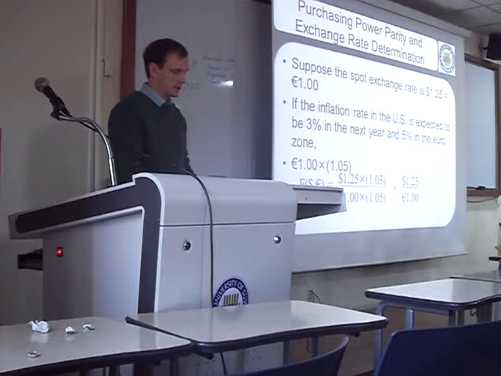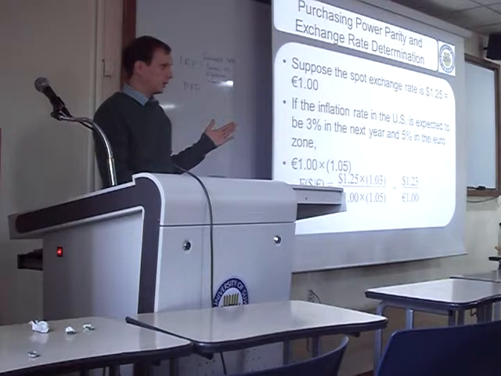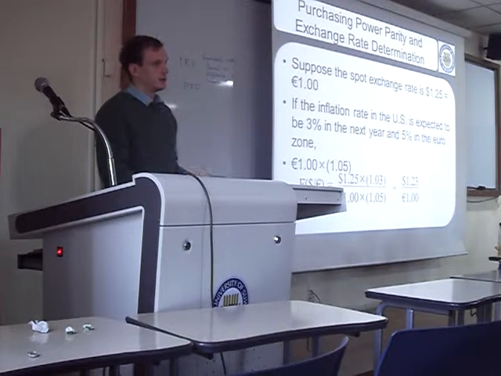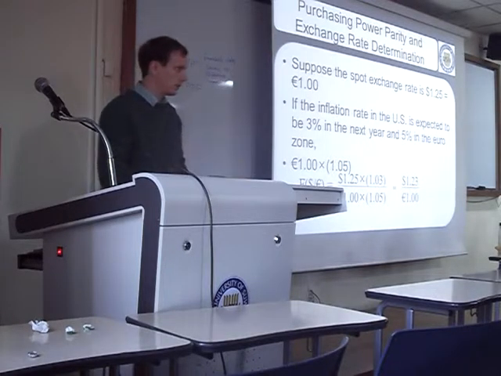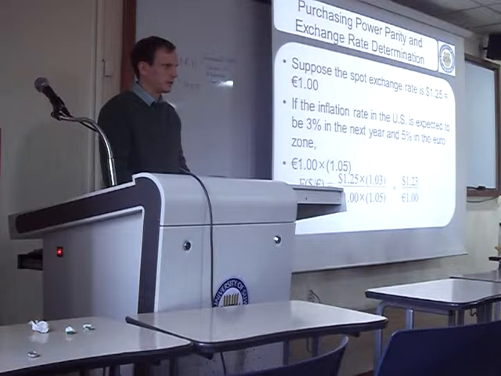So if McDonald's hamburger is 5 krona in Norway and $2 in the US, then what should the exchange rate be? $1 is 2.5. Okay, so the exchange rate is based on the fact that the price should be the same between the two countries. Okay, is that true in real life? No. No, it's not true, okay?